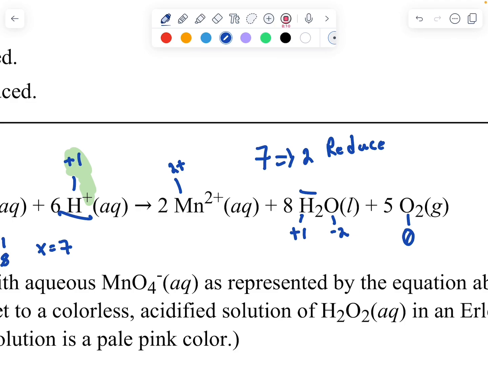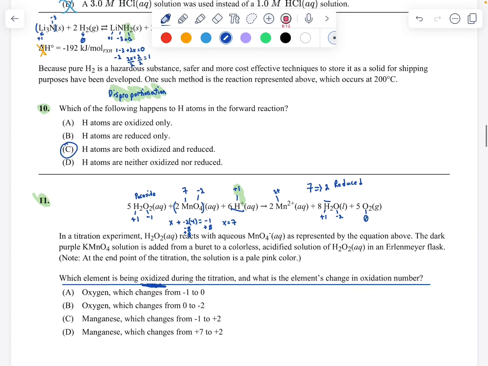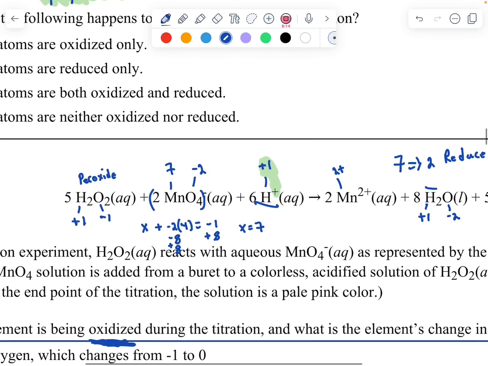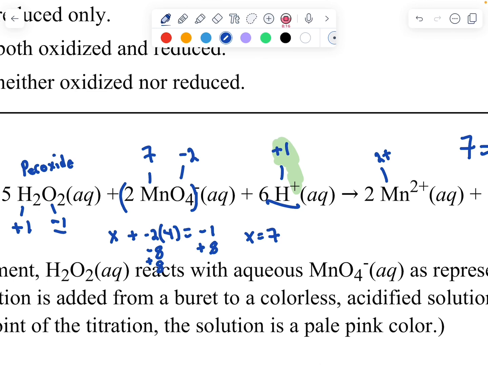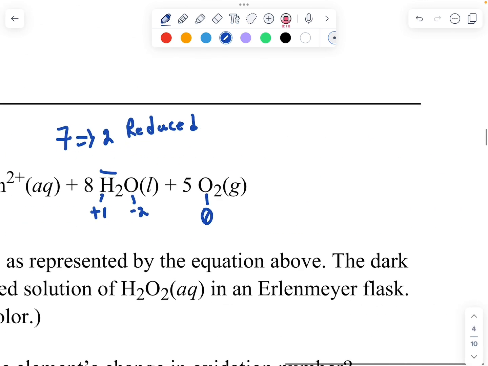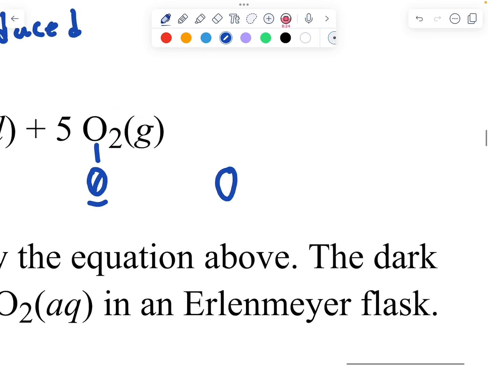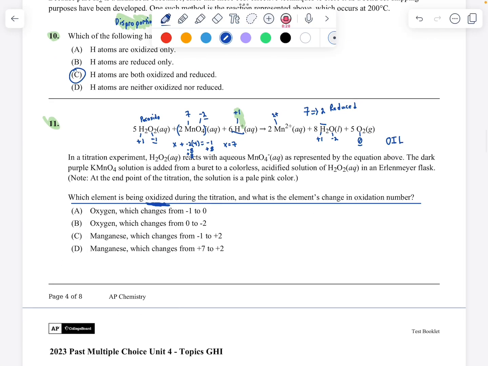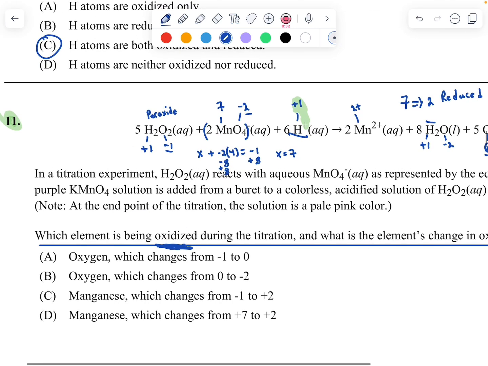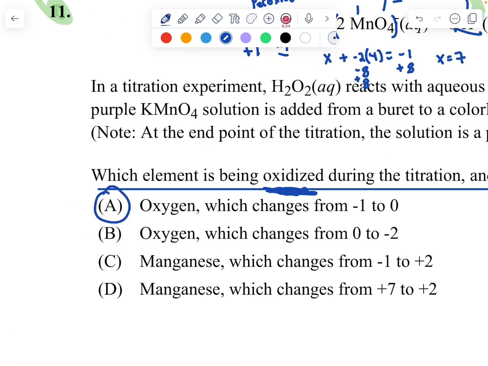And the only one that lost electrons is oxygen. It went from a -1 or a -2 to 0, which would mean that it got more positive. It was oxidized. Because remember, oxidation is the loss of electrons. And so we know that it was oxygen, and it changes from a -1 in the peroxide to 0 as an elemental.